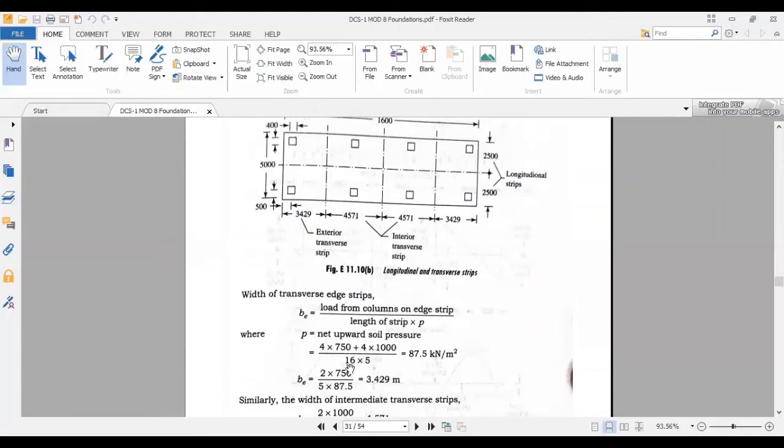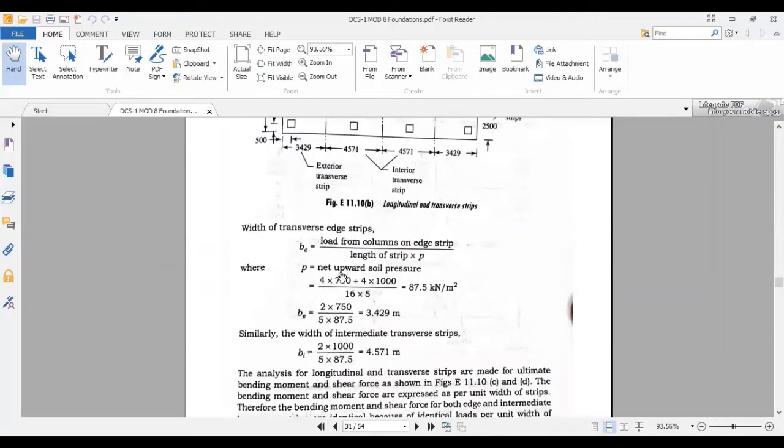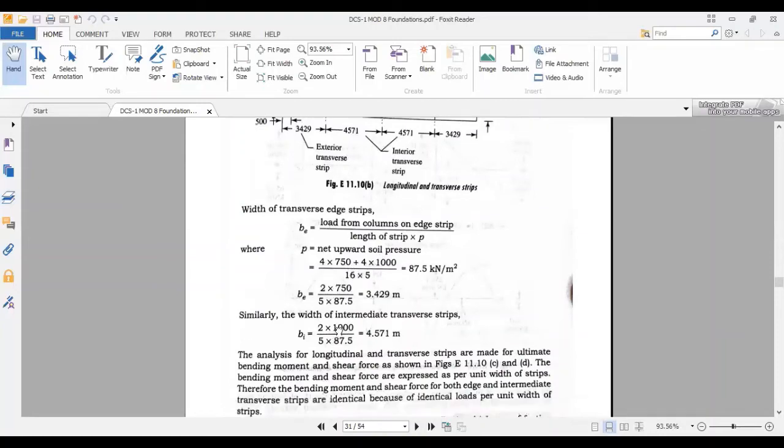So 16 into 5 is equals to 87.5 kilonewton per meter square. So this is the value of P, net upward pressure. Now we will put this value in this formula, so we get BE as 3.429 meter. In this, we have divided this whole unit by the area.